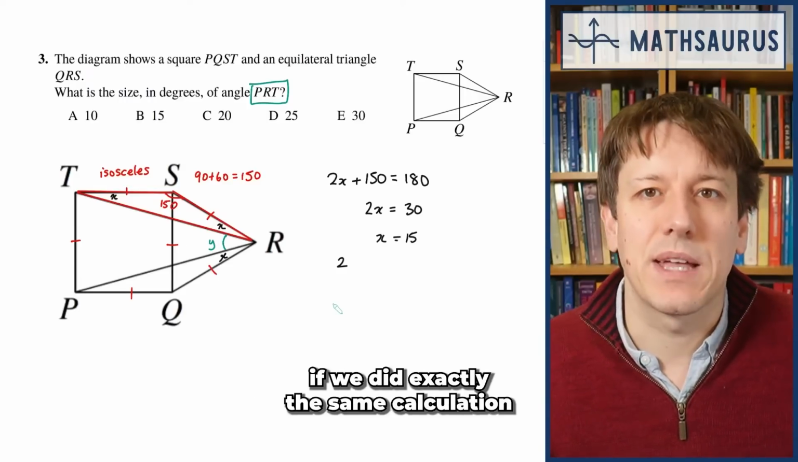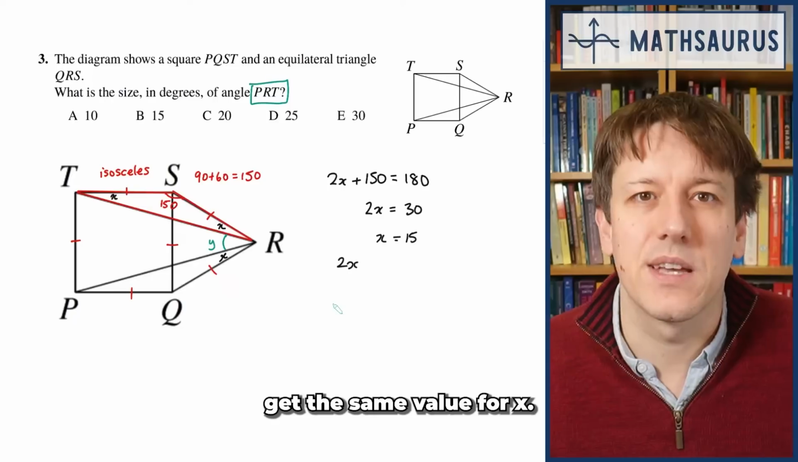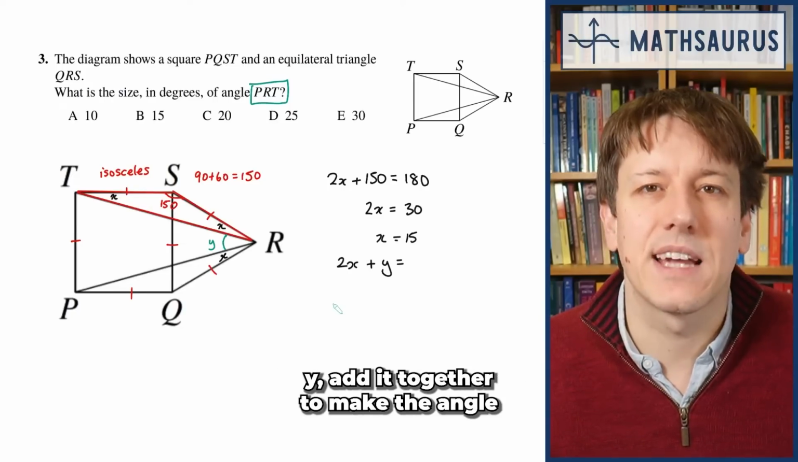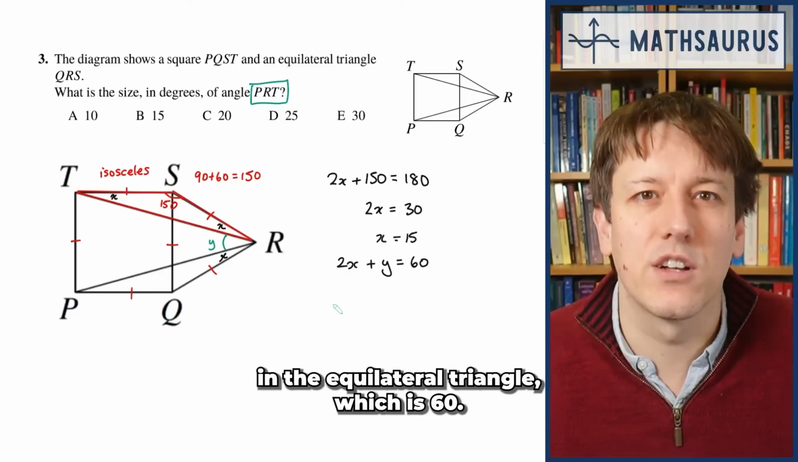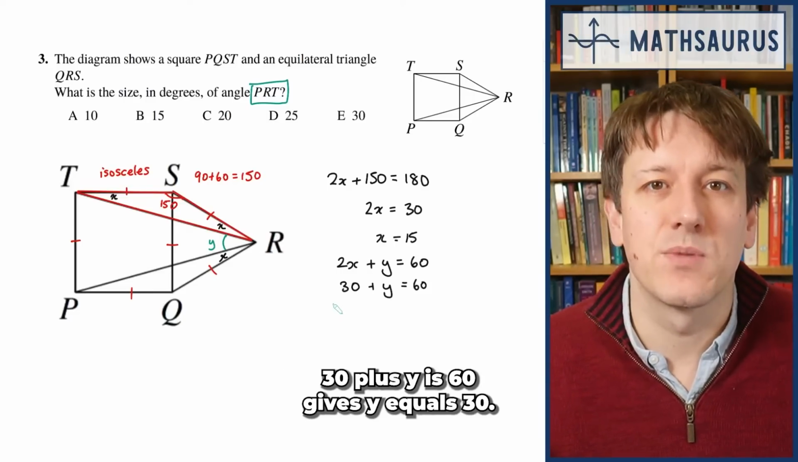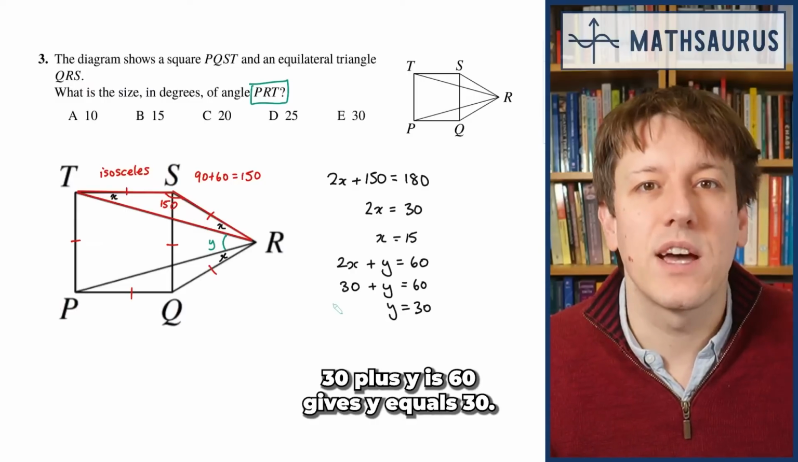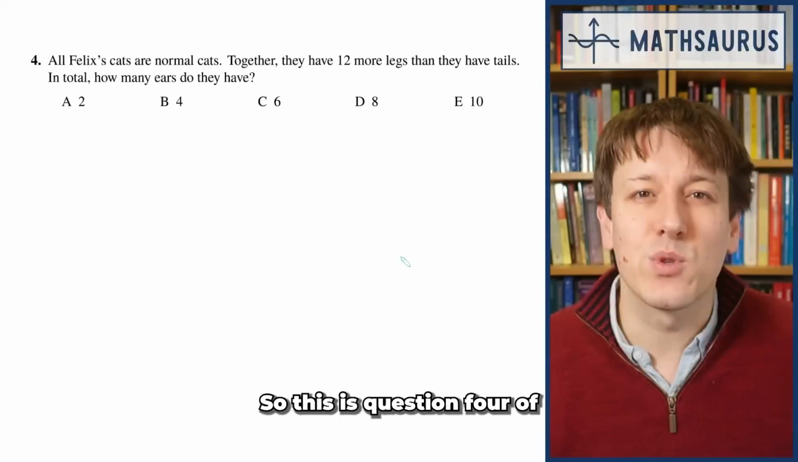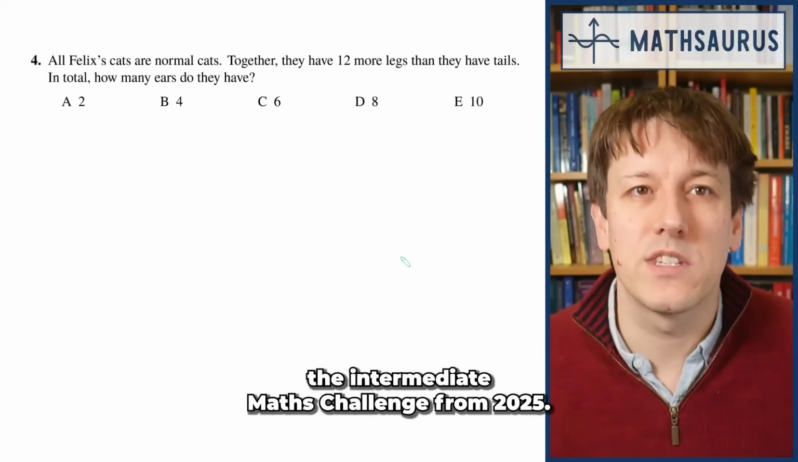If we did exactly the same calculation on the other side of the diagram, we'd get the same value for x. So those three angles there, the two x's and the y, add together to make the angle in the equilateral triangle, which is 60. We know x is 15, so 2x is 30. 30 plus y is 60 gives y equals 30, and this time that is the angle we're looking for, so the answer here is E. So this was question 4 of the Intermediate Maths Challenge from 2025.